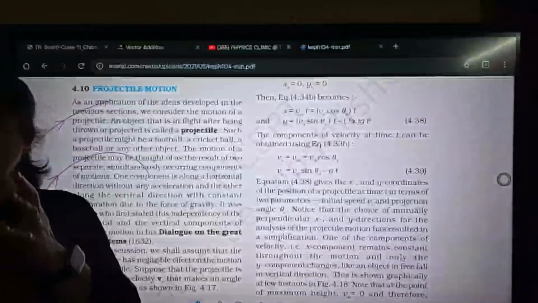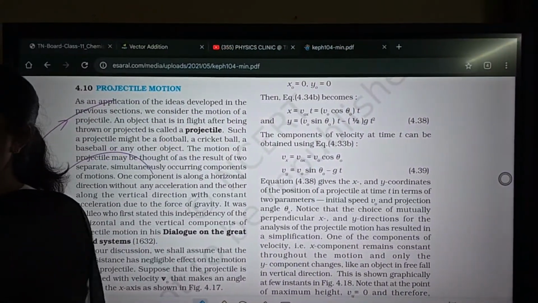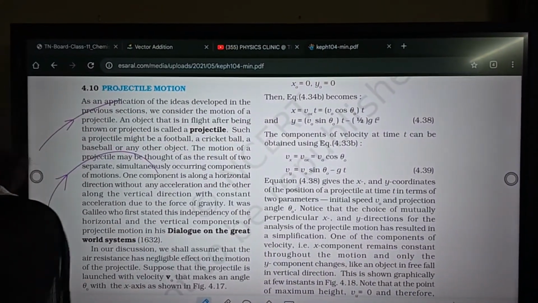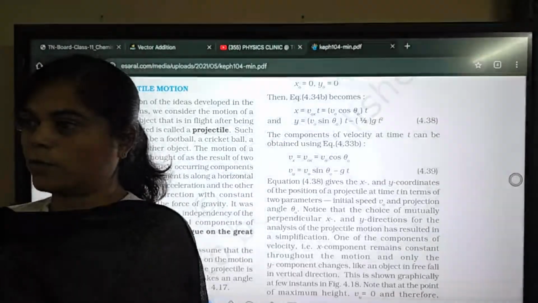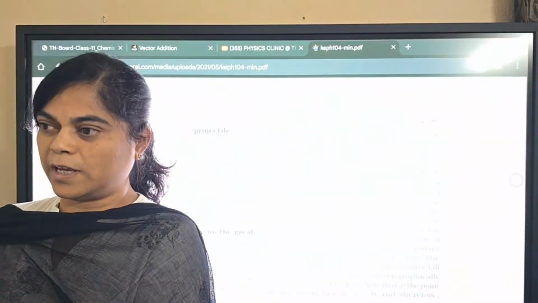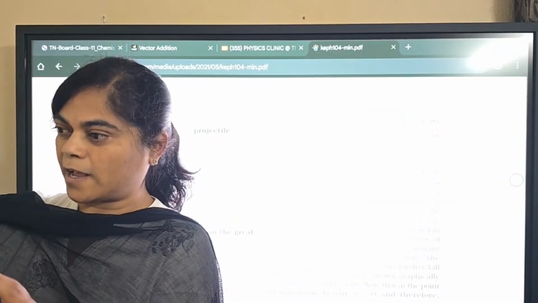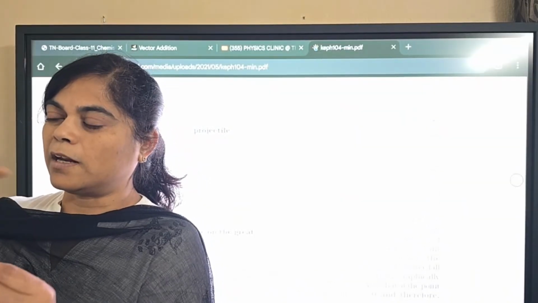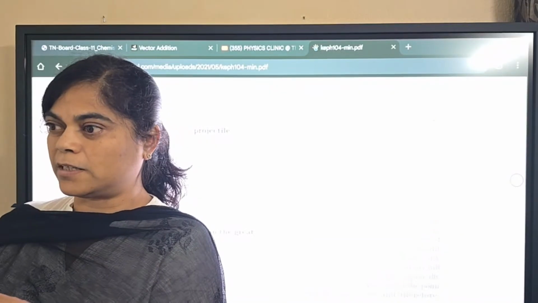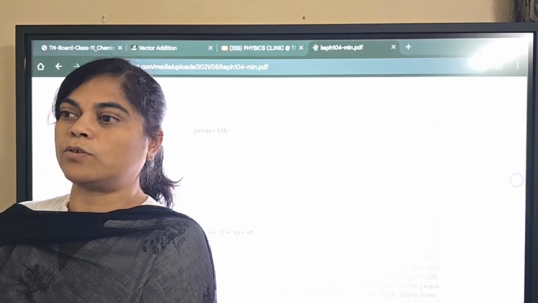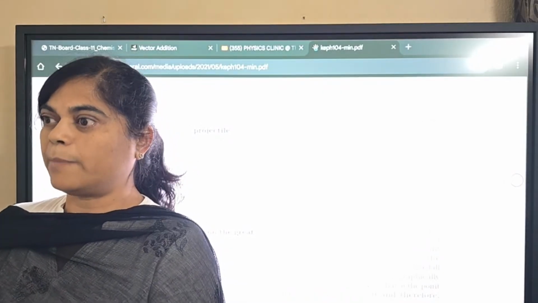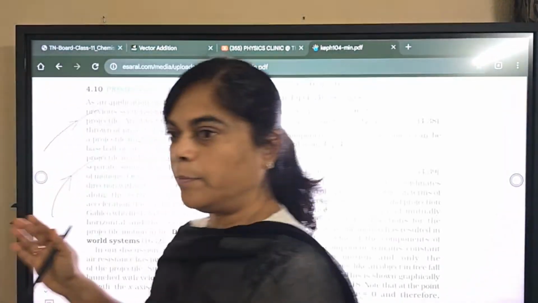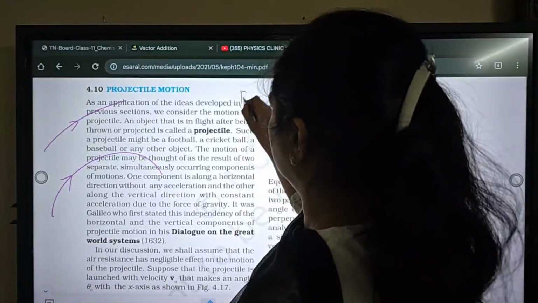Okay, so it traces a path. That object is known as a projectile. The object which is aimed to fly in the air, that is a projectile. And then the object traces a path, right? That path is also known as the trajectory. Maximum, the path will be like a parabola.